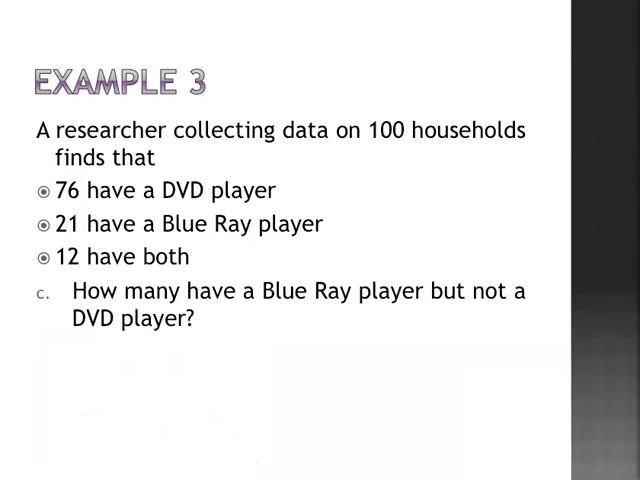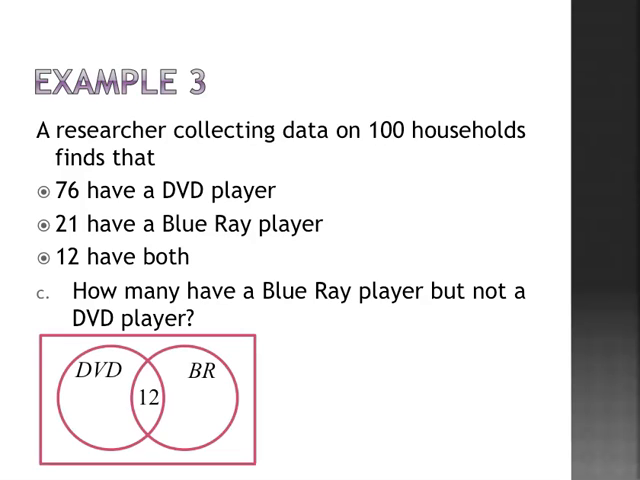All right, part C, how many have a Blu-ray player but not a DVD player? So these are the number of people who only have a Blu-ray player. So that would be the 9 that are just in the Blu-ray circle and not in the DVD circle. So that would be 9.